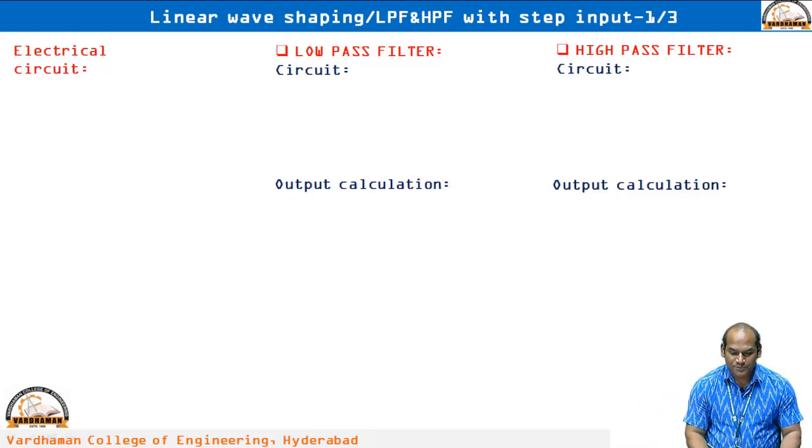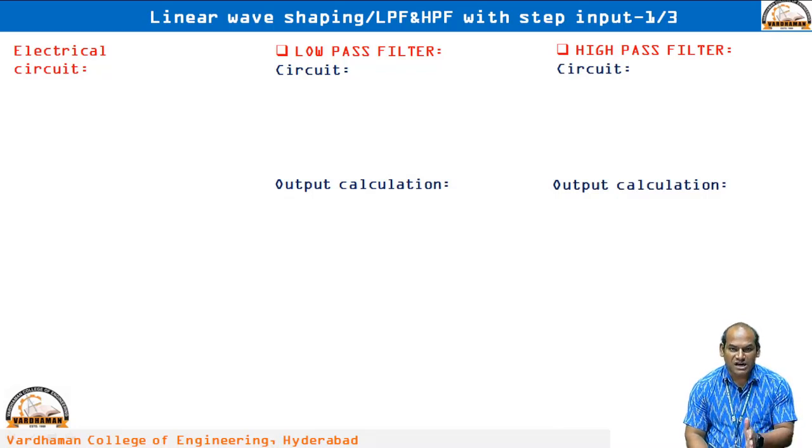Okay, now we will see low pass filter and high pass filter with the step input. In our previous class we discussed low pass filter and high pass filter with sinusoidal input, and we gave the conclusion that wave shaping has not occurred, and we also saw the frequency response. In this case, as I said, we are going to give a step input to the low pass filter and high pass filter and see what outputs we get. Wave shaping will be done in this case, and we are going to analyze that.